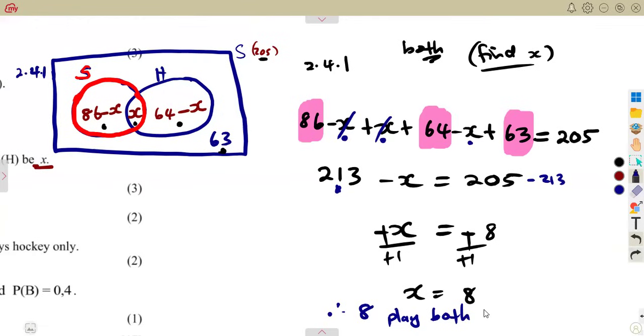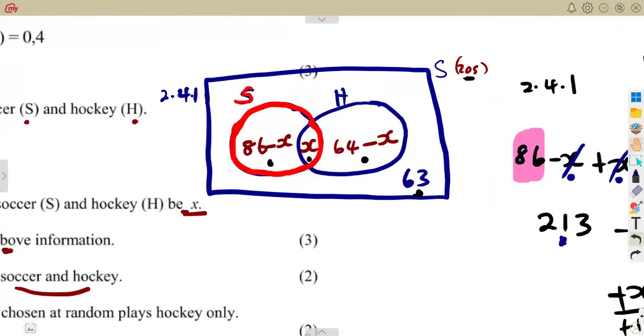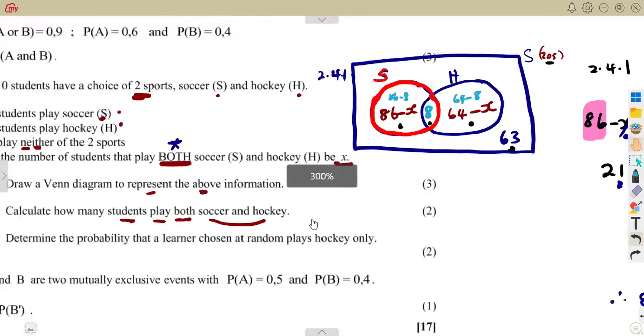8 play both soccer and hockey. It's 8 who play both, which is at the intersection. So if these 8 play both, also interpret your diagram. What does it mean? It means here we've got 8. There is 8 that we are given. So if this was 86 minus x, it is now going to be 86 minus 8. 64 minus x is going to be 64 minus 8. We got the value of x. All right, so I'm just saying, be able to interpret it that way.